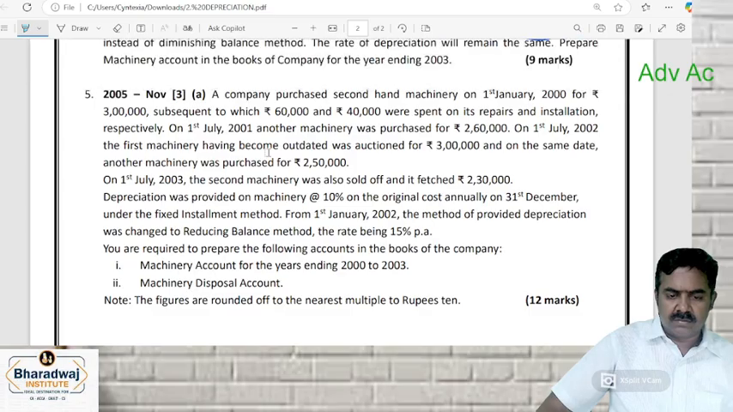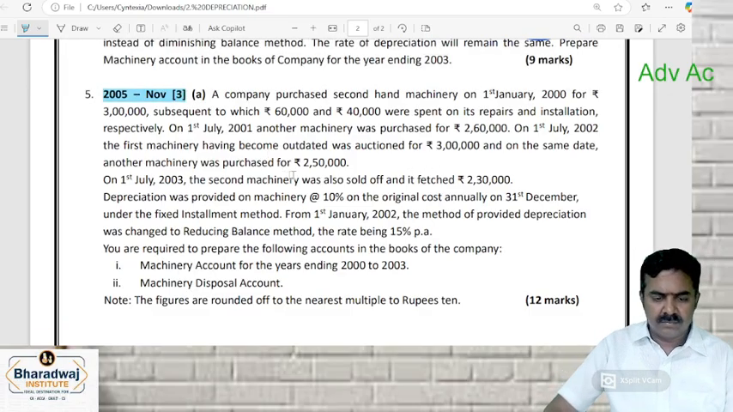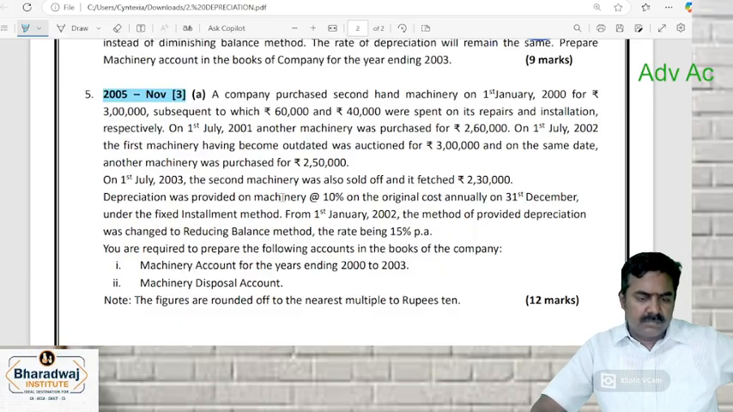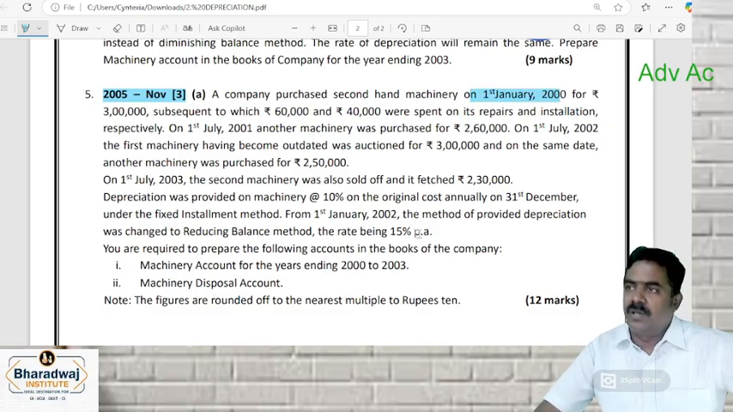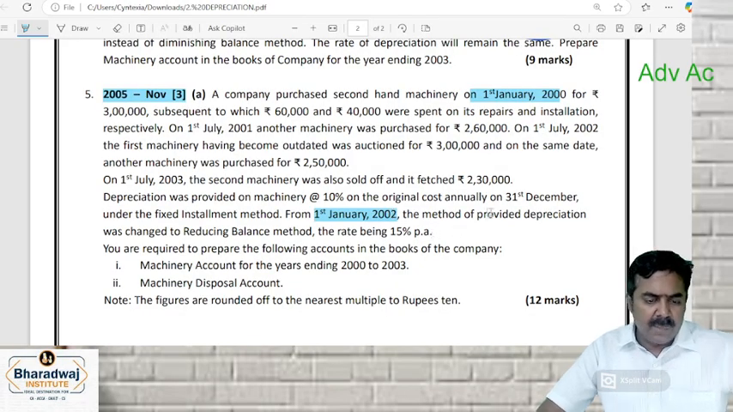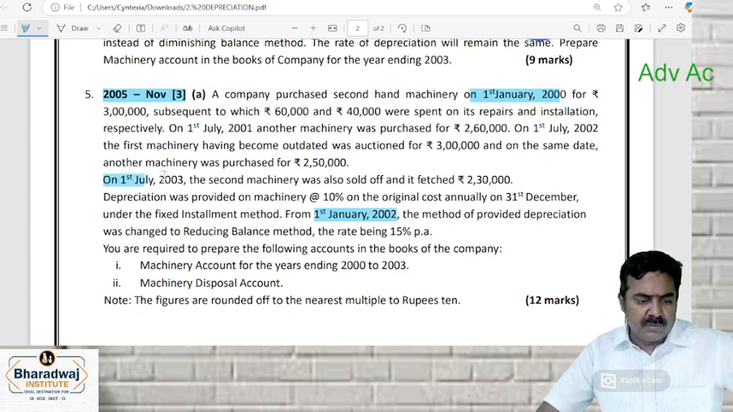Question number 5, look. Here also from January 2000, 2001 we continue under the old method. In 2002 we want to change to WDB. We want to change to which one? WDB. First July, new machine was sold off.